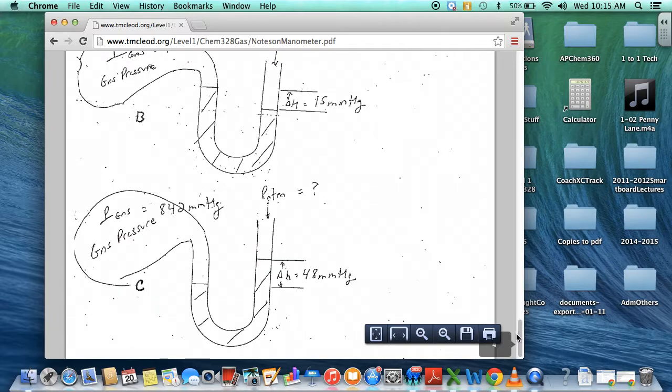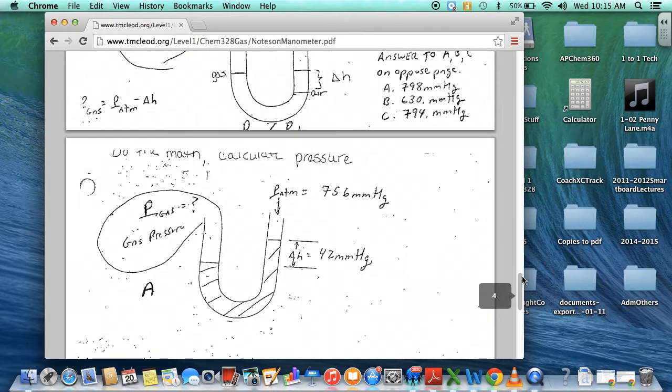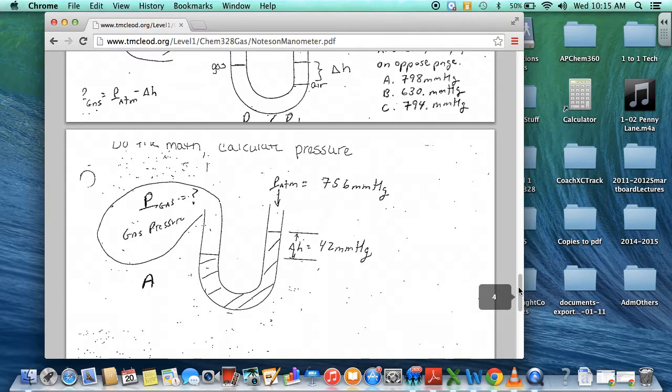And then the last one, or you can do this all day long. Now we have the gas pressure. We know what it is. We're looking for atmospheric, and we look, and the gas pressure is greater than the atmospheric pressure. By how much? Well, 48 millimeters of mercury, the difference. So if you subtract these two numbers, what you get is atmospheric pressure, which is, I believe, 794? If I did the math right, yep, 794 millimeters of mercury.